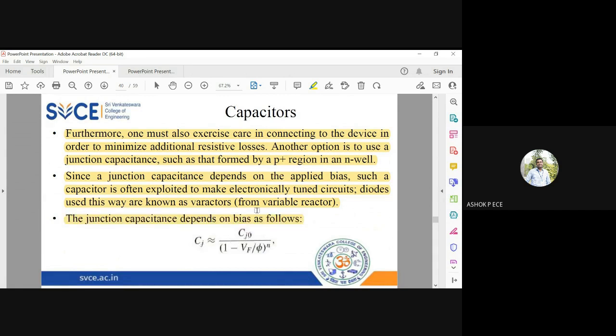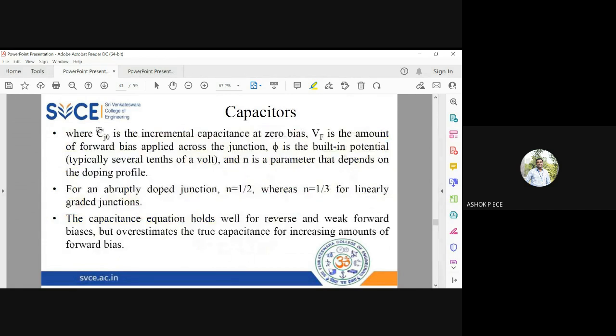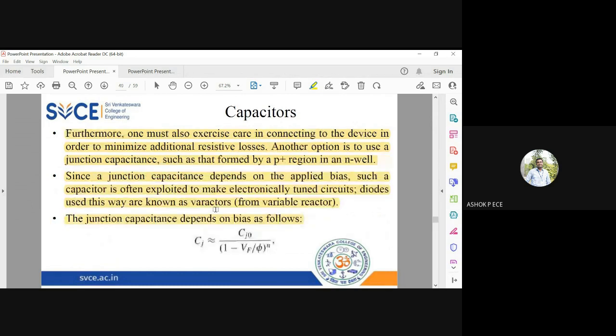CJ is approximately CJ0 divided by (1 minus Vf/phi) to the power n. So CJ0 is the actual capacitance at zero bias. Vf is the amount of biasing you give, and phi is the built-in potential. And n is a constant. Usually for an abrupt junction, you use n equal to 1/2, and for linear junctions, we use n equal to 1/3. So you can see it is 1 minus Vf, where minus indicates reverse bias. Okay, (1 minus Vf/phi) to the power n.